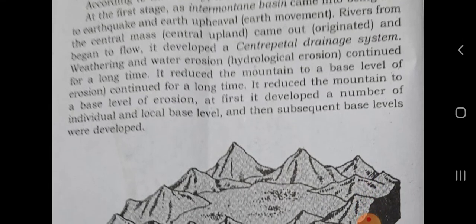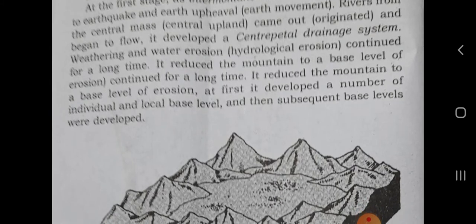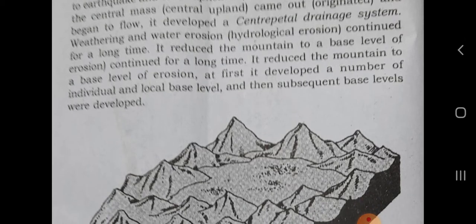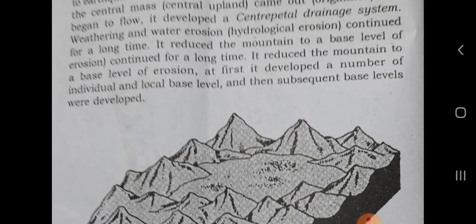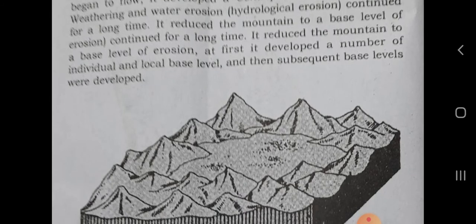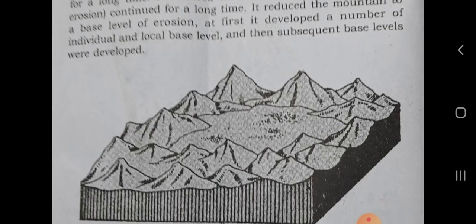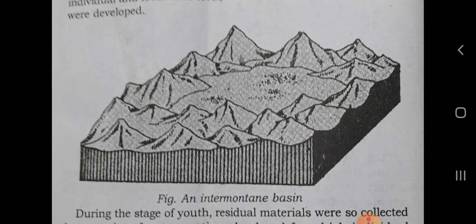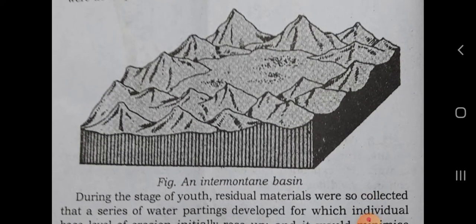Weathering and hydrological erosion continued for a long time. It reduced the mountain to a base level of erosion. At first, it developed a number of individual and local base levels, and then subsequently the general base level was developed. So the diagram is also given here, intermountain basin.